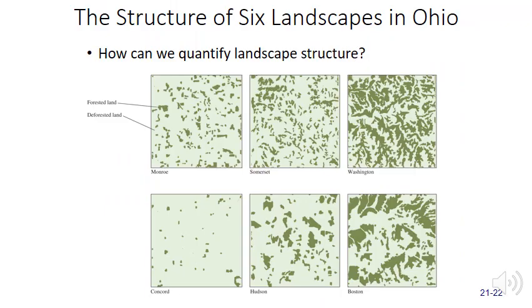So there are many different ways that we can measure or quantify landscape structure, and some of those are shown really nicely by Bowen and Burgess from their 1968 study. And they looked at the distribution of forest patches in 6 different regions of Ohio. So these 6 images here show the 6 different regions. The dark green patches are forest patches, and the light green areas are patches of other habitat types.